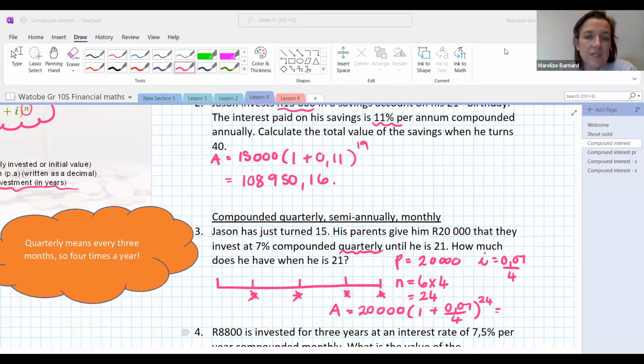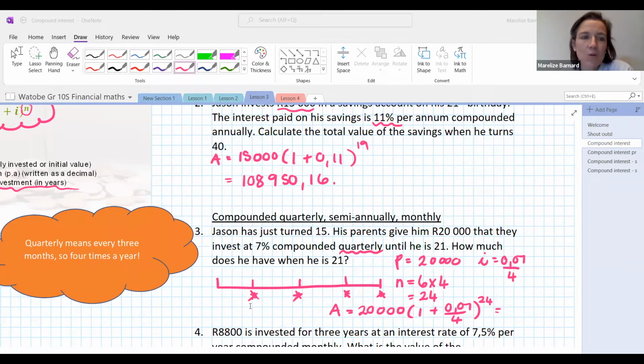Guys, he's 15. He keeps his money till he's 21. It's 6 years. That's where the 6 came from. Please just follow along, because it can get frustrating for everyone if I have to keep explaining this over and over. So listen carefully, okay?